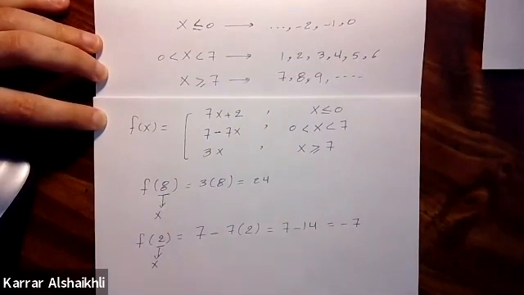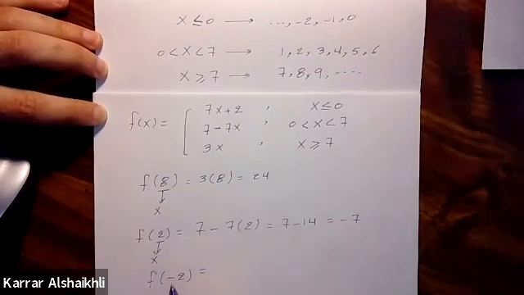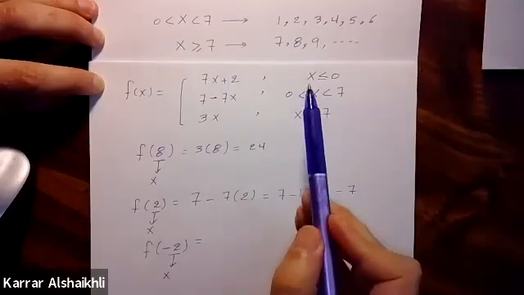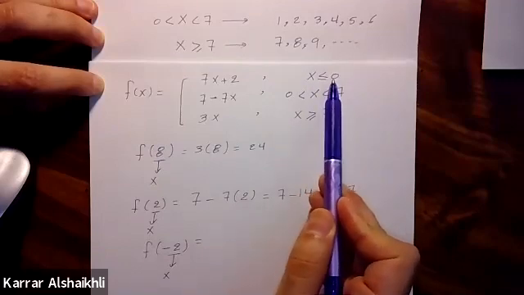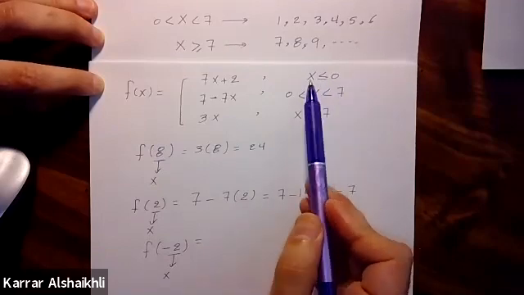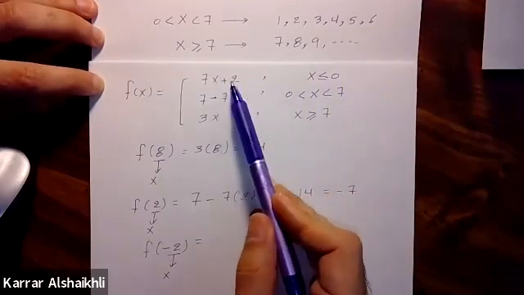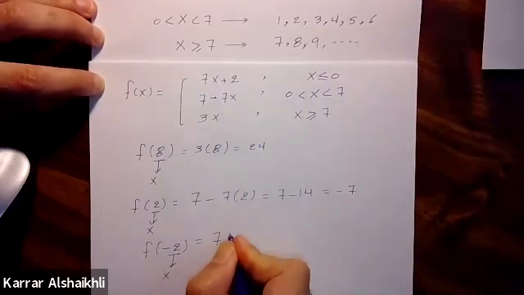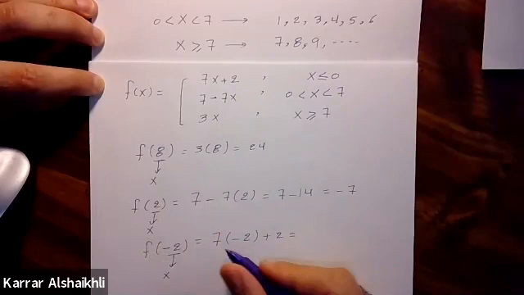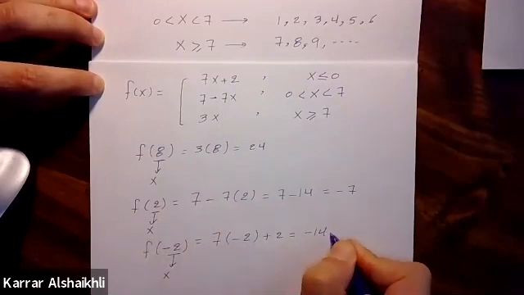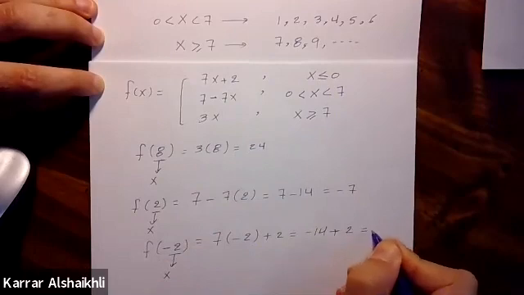If they ask you to find f of -2, which piece does it belong to? Now x equals -2. Check -2. All the numbers less than or equal to 0, that means the negative numbers or 0, because there is an equal sign here. -2 belongs to this condition, so I'm going to use this piece. So it's going to be 7 times -2 plus 2. 7 times -2 is -14, plus 2, and it's going to be -12.